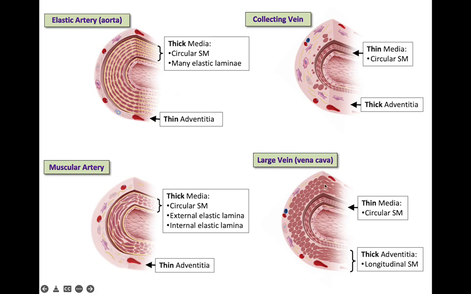And when you see vena cava, the large vein, the tunica media is very thin. It contains only few circularly arranged smooth muscles, but the adventitia is very thick. It contains longitudinally arranged smooth muscle and connective tissue. Similarly, in collecting vein also, it contains a thin tunica media with few circularly arranged smooth muscles and a very thick adventitia, which is mainly composed of connective tissue.